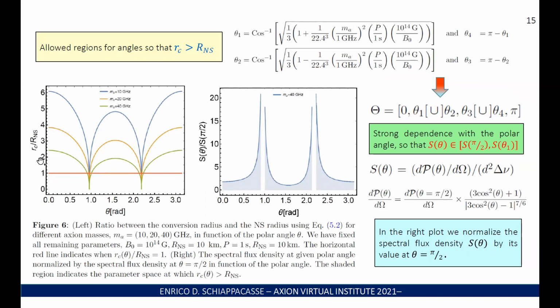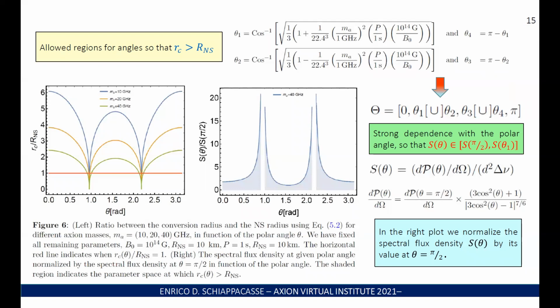Here I am showing you the ratio between the conversion radius and the neutron star's radius in terms of the polar angle for different axion masses, when you keep constant the neutron star spin and the magnetic field at the poles. You realize that as the axion mass increases, this set of angles decreases. Then you have a maximum upper bound of the axion mass in order to have axion resonant conversion in the neutron star magnetosphere.